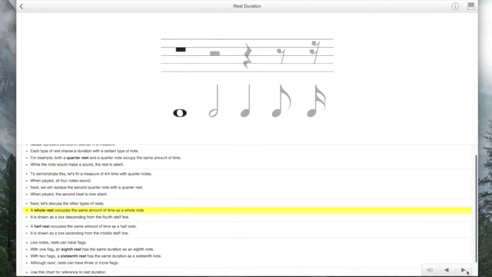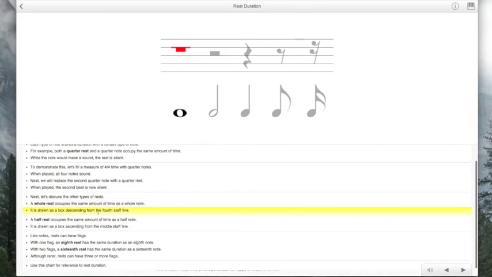A whole rest occupies the same amount of time as a whole note, and it is drawn as a box descending from the fourth staff line. A way to remember that this is a whole rest, you notice over here the half rest is next to it and it looks very similar. The way to remember this is that the whole rest creates a hole in the fourth line on the staff. If you were walking along this line, you'd step into this hole and you'd fall into it and you'd be very angry. But that's a whole rest.